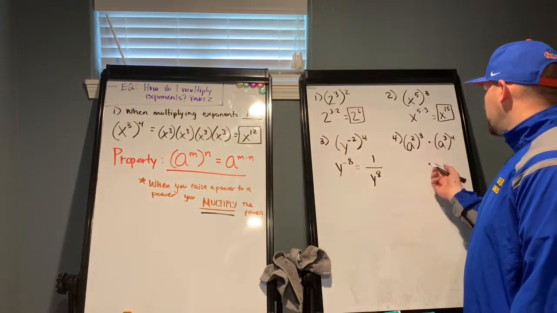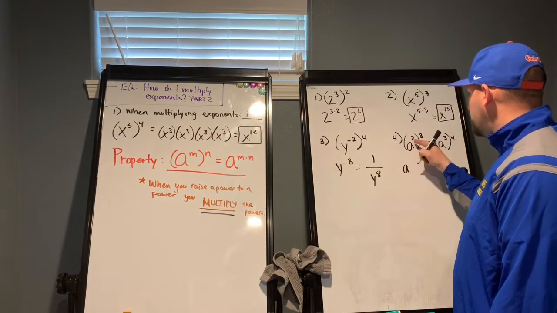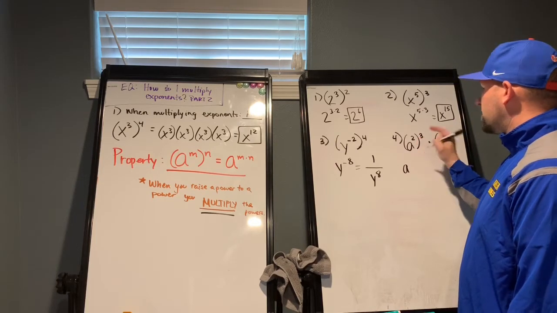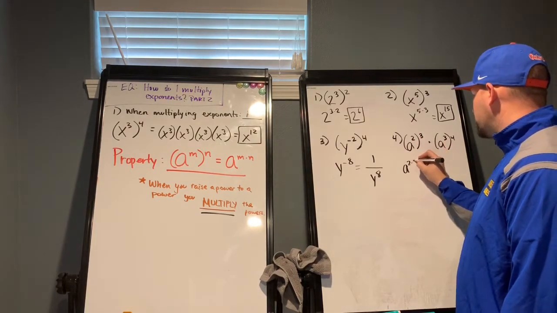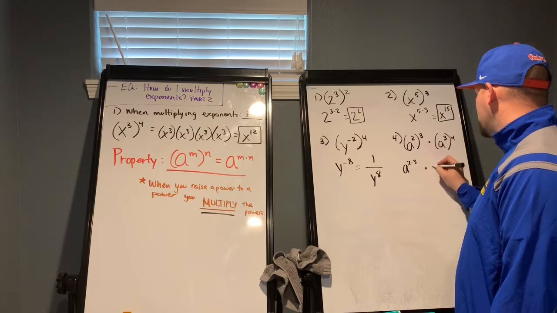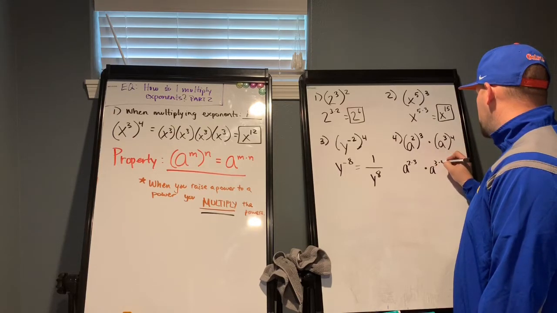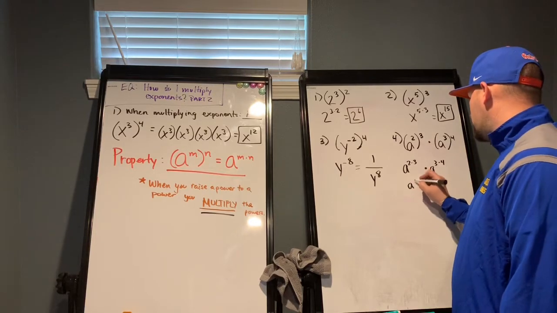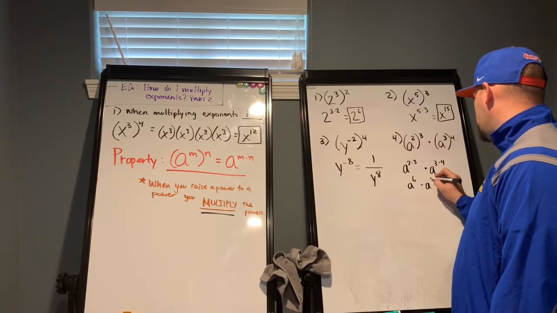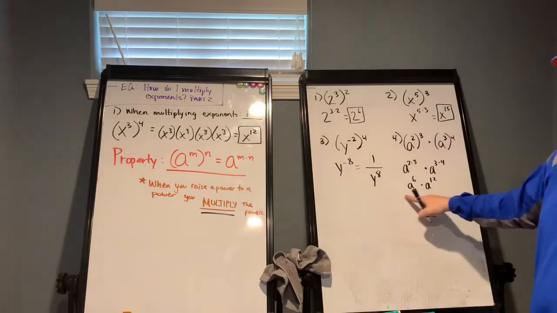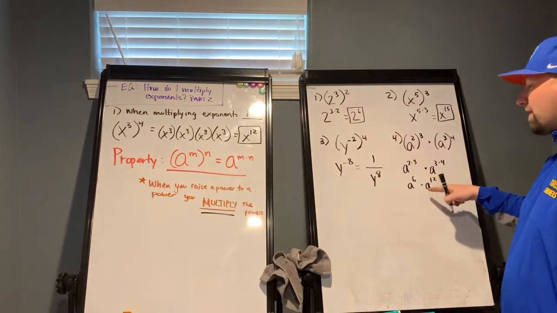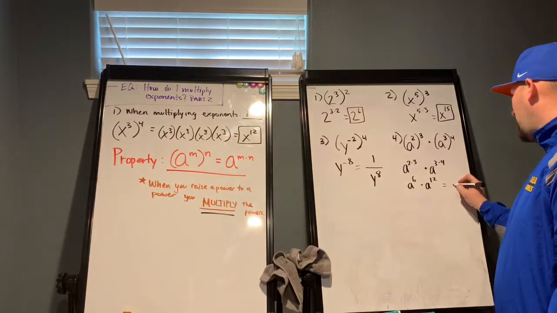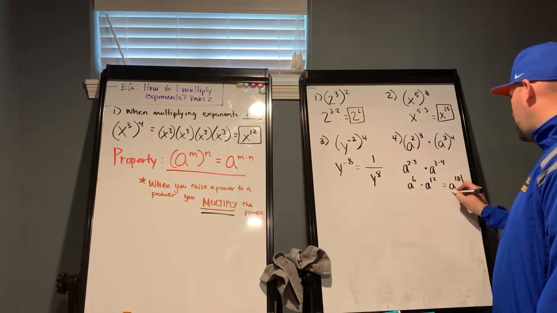Right here, we've got a squared to the power of 3, which would be a to the 2 times 3, times a to the 3 times 4. So that's a to the 6th times a to the 12th. Now we add these, right, because we're not multiplying powers. So this would be a to the 18th power.